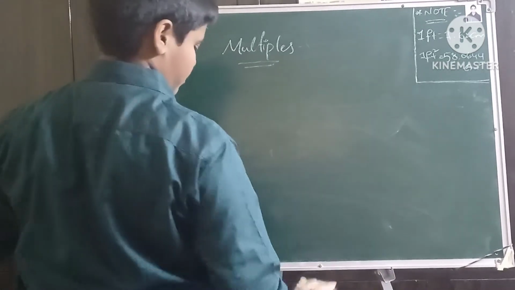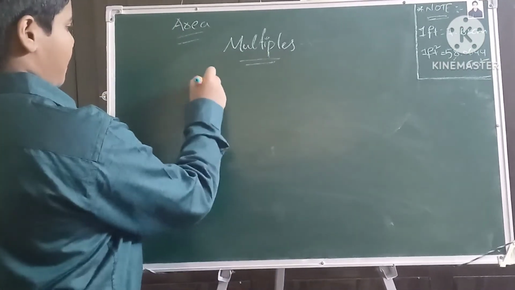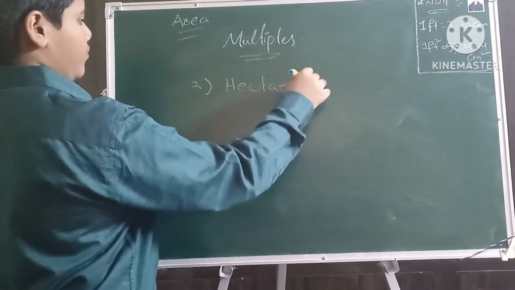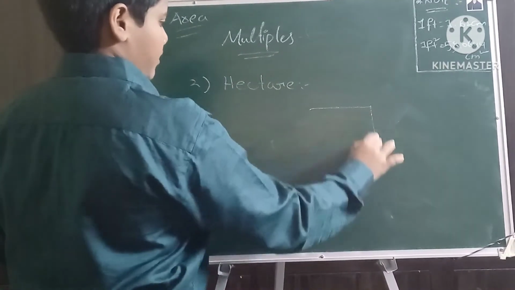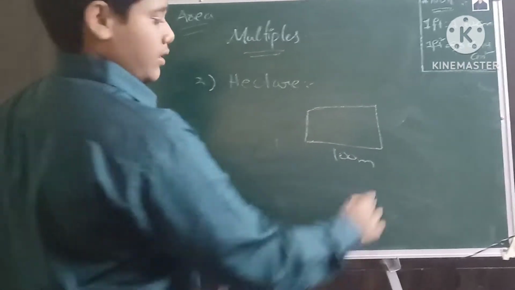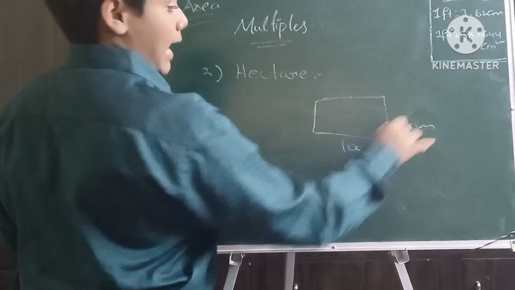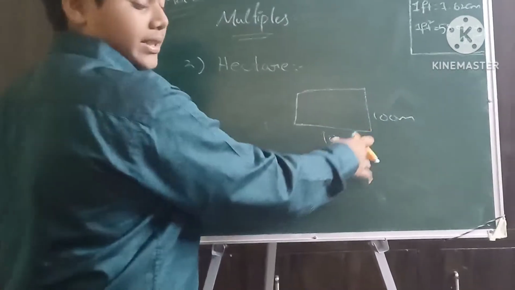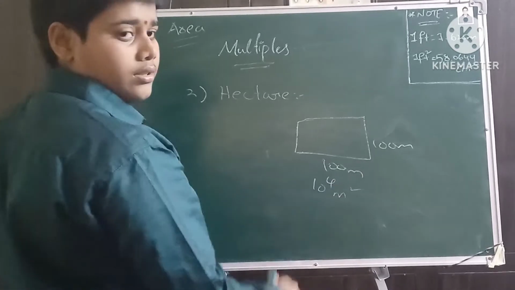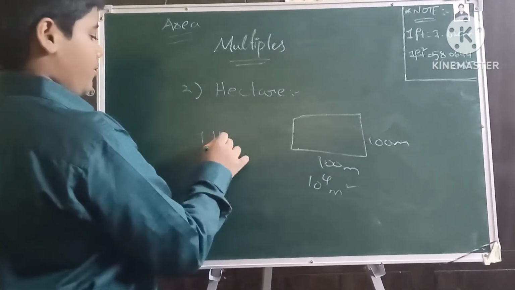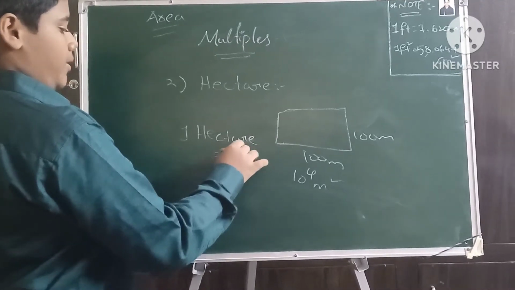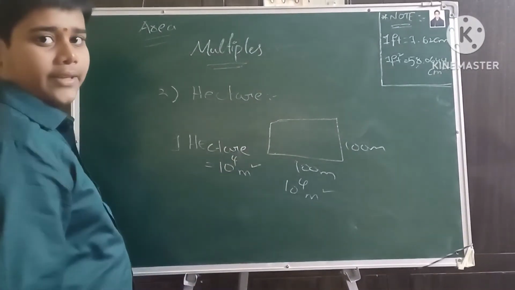And second multiple, hectare. Hectare means the square with side 100 meters. So 100 meters into 100 meters, 10 to the power of 4 meters square. So here 1 hectare is equal to 10 to the power of 4 meters square. Okay.